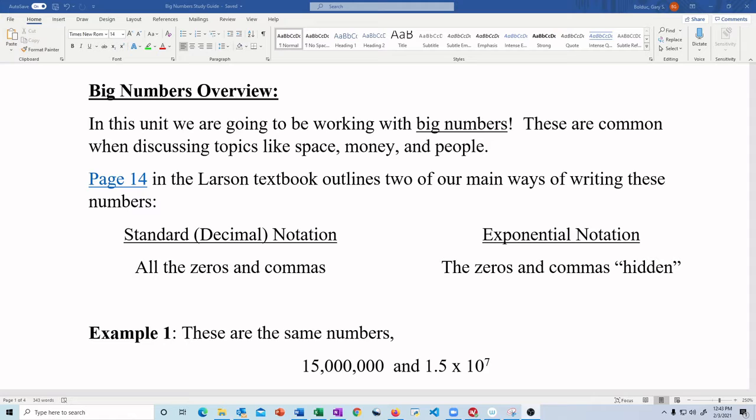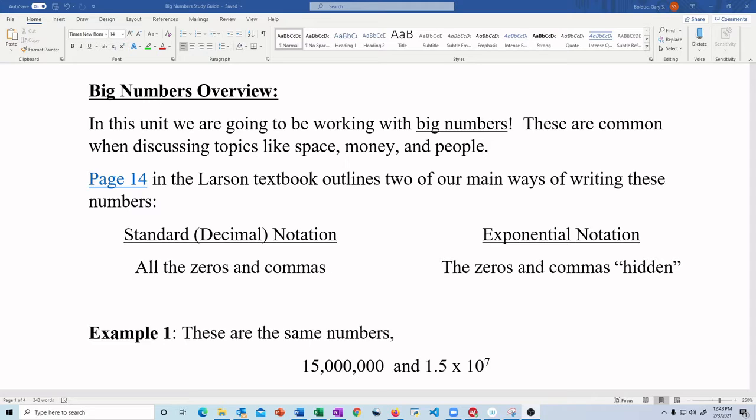So this is the first part of Unit 2 where we'll be going over big numbers. Specifically, we're going to talk about a couple different ways of writing big numbers, and then we'll see how we can use them in some of the work we did in Unit 1, and then they'll pop up, of course, as we continue Unit 2 and then just into the future.